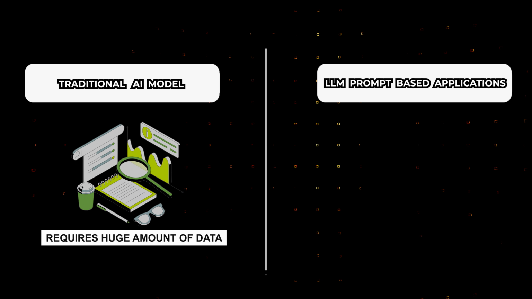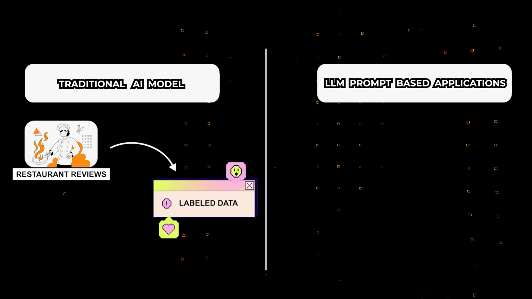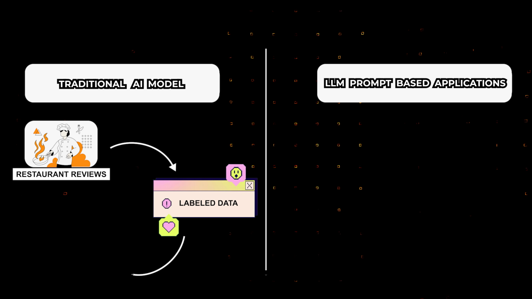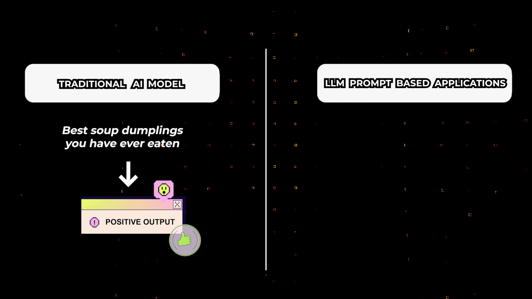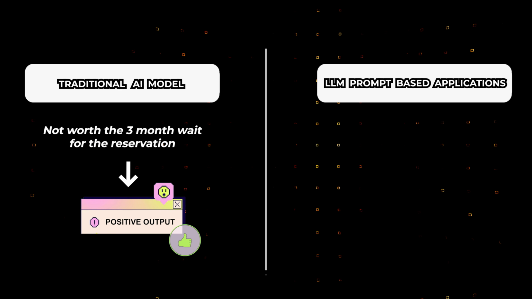When you have a traditional supervised learning AI application, you need to have a lot of data to feed the AI. For example, if you're looking at restaurant reviews, you need to have labeled data that would have a review and then have the output of being like positive or negative. For example, "best soup dumplings I've ever eaten," you have to label that as a positive output, while "not worth the 3-month wait for reservation," that would be labeled as a negative output. So you need to have all of this different data to train your AI, which the training itself is also a huge pain and quite expensive as well, in order to create a model that's able to do that.